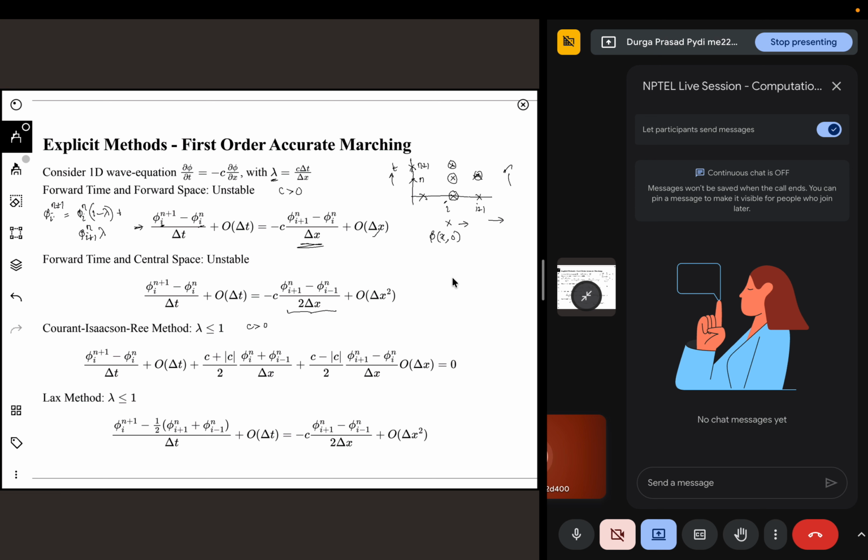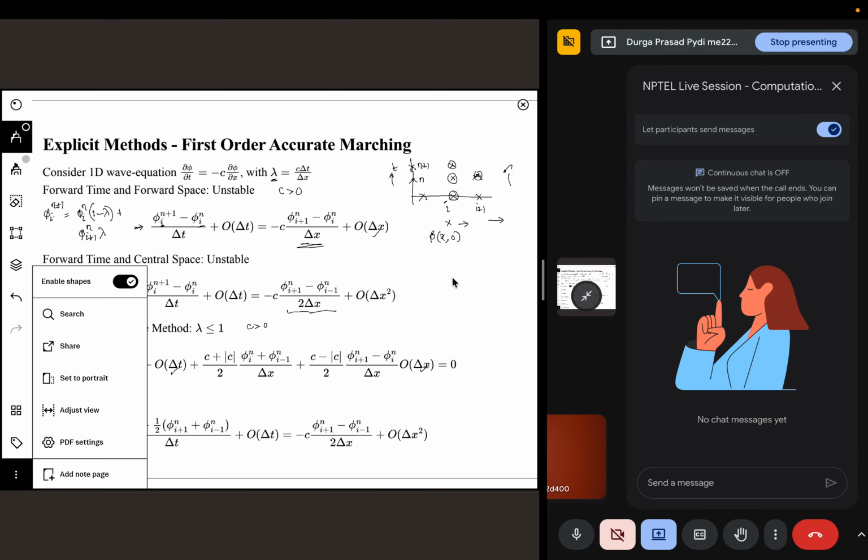Again, this is actually a stable scheme, but it is first order in time and space. And there are other problems with this particular scheme. The upwinding scheme has what we call a diffusion error. So, what is diffusion error?